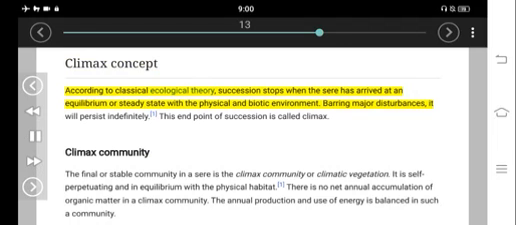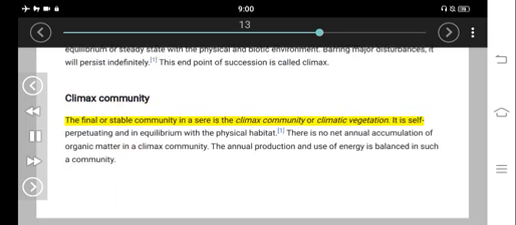7. Climax concept. According to classical ecological theory, succession stops when the sere has arrived at an equilibrium or steady state with the physical and biotic environment. Barring major disturbances, it will persist indefinitely. 1. This endpoint of succession is called climax. Climax community. The final or stable community in a sere is the climax community or climatic vegetation. It is self-perpetuating and in equilibrium with the physical habitat.